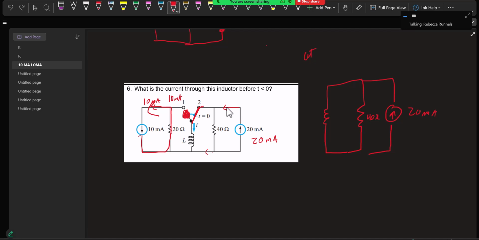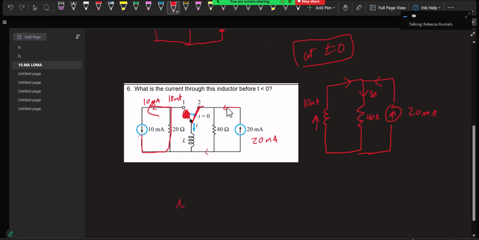And we know at t equals 0, the current through this inductor has to be 10 milliamps in this direction because it can't change instantaneously. So what does the current have to be through this 40 ohm resistor at t equals 0? It has to be 30. Because it's got 20 from the current source and 10 from the inductor, so it has to be 30. Now that's just at t equals 0, because the current through the inductor is going to start building up. It'll build up until it's 20 going down.